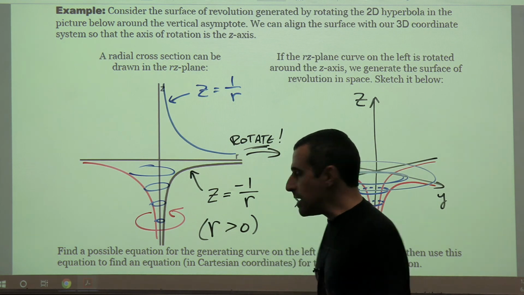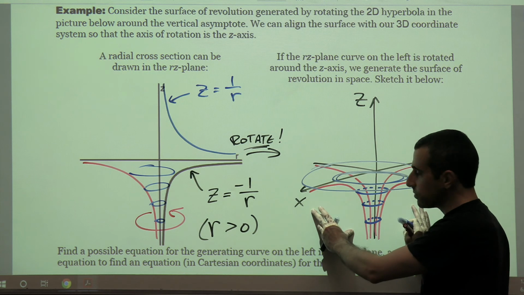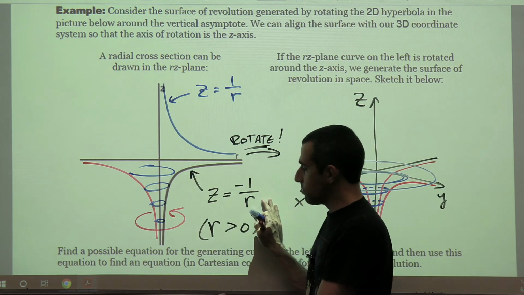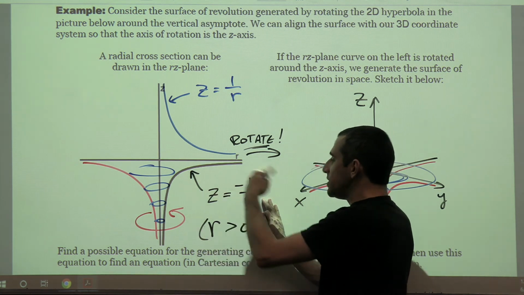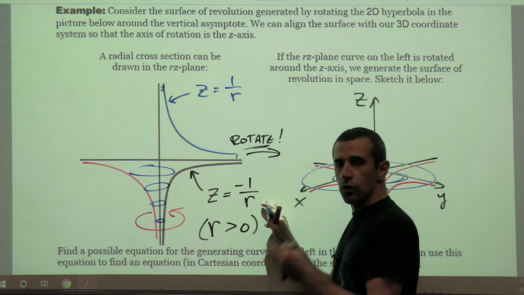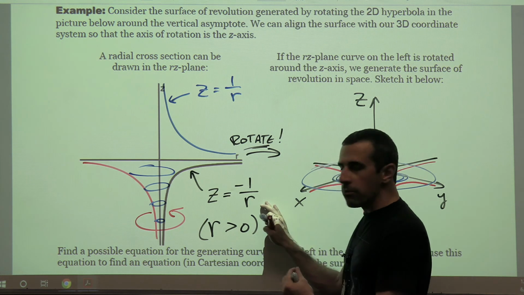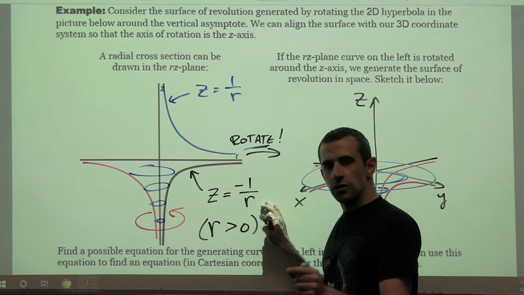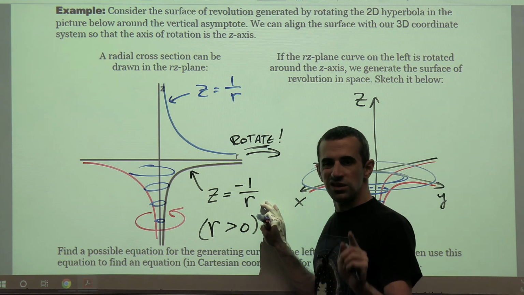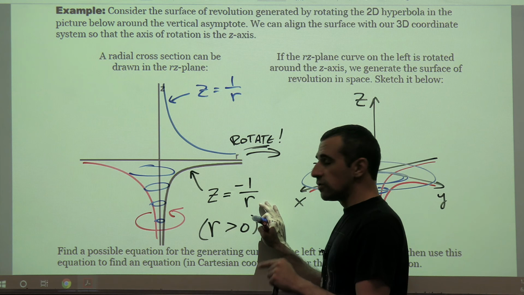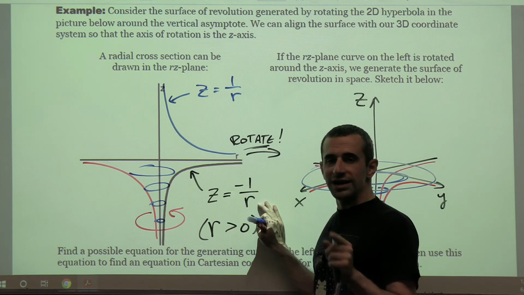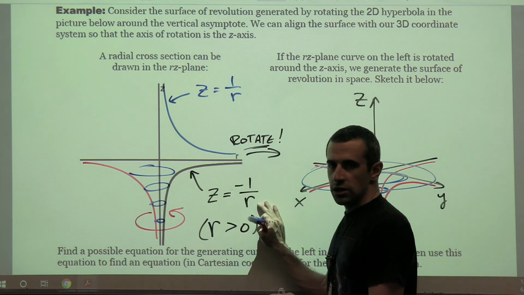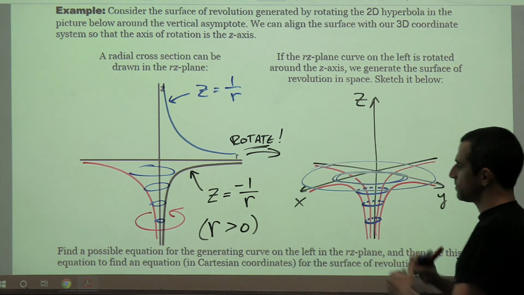So now, how do you come up with the Cartesian equation of this surface here? Well, it's easy now, because we have the equation of that radial cross-section in the RZ plane. And then all we do is just convert this equation into Cartesian coordinates. So you have to remember how to write r in Cartesian coordinates. The key there is x squared plus y squared is r squared. So r is the square root of x squared plus y squared. That's the conversion formula that we're going to use to convert this equation into the Cartesian equation of this surface.